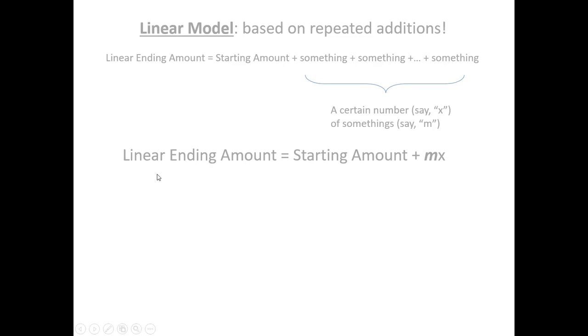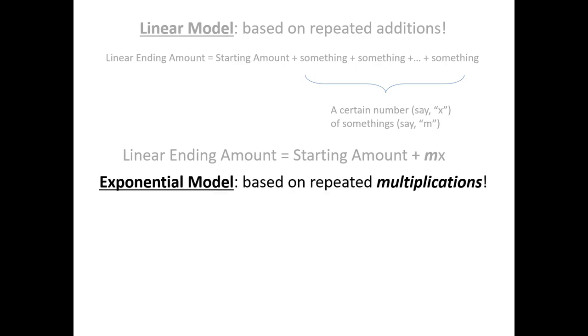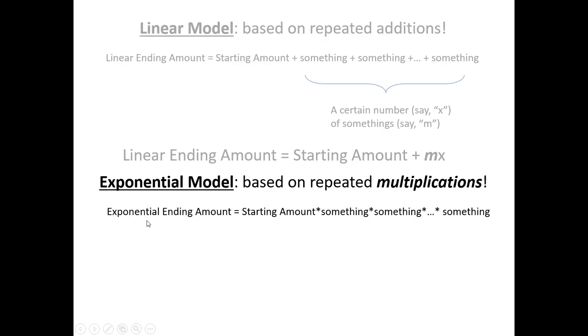Now, what we spent time with today were exponential models. And the idea of an exponential model is you're repeatedly multiplying to get the final answer. In other words, to know where you're going to end up with an exponential model, you take your starting amount and then you multiply by something. And then multiply by that same something, and multiply by that same something, and multiply by that same something. And you keep doing that. And again, algebra and mathematics lets us have a certain number, say x of them, of somethings.